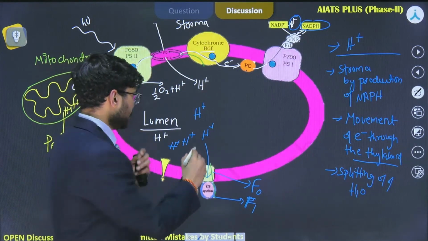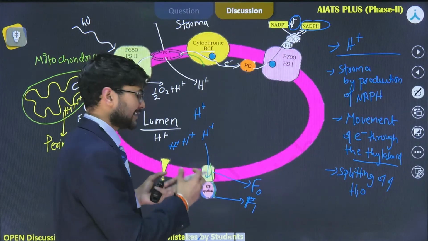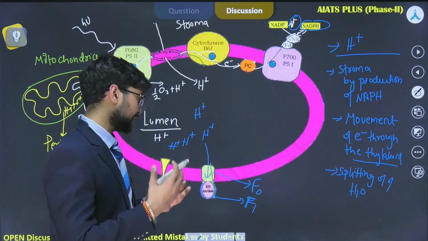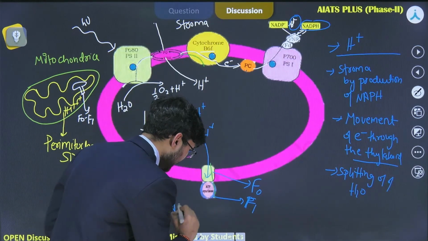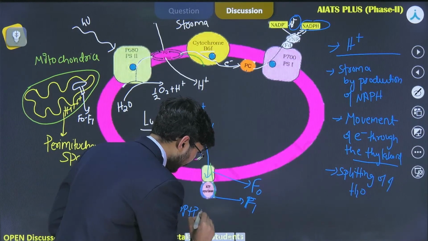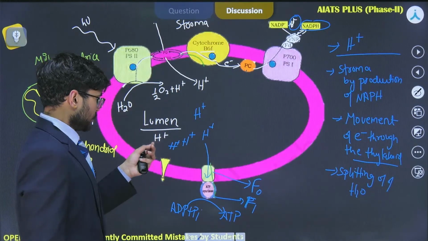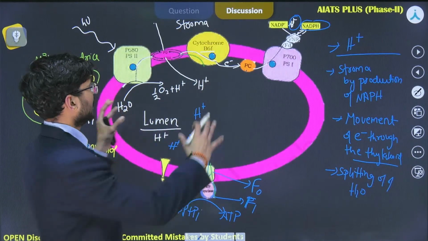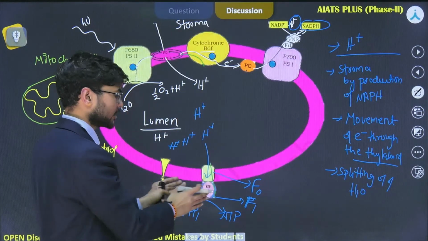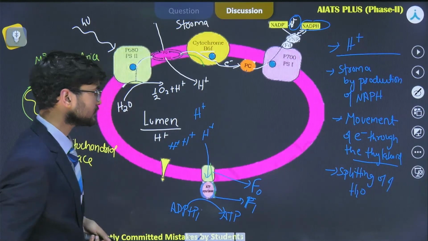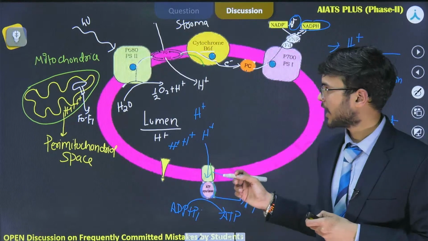Due to the movement of hydrogen ions through the integral membrane protein, enough energy is generated to cause a conformational change in the F1 part. Due to this conformational change, ADP in the presence of inorganic phosphate is converted into ATP in the stroma. So basically, all this process of accumulating hydrogen ions in the lumen was for the process of synthesizing ATP. So this was all about the chemiosmotic hypothesis. I hope it was clear.